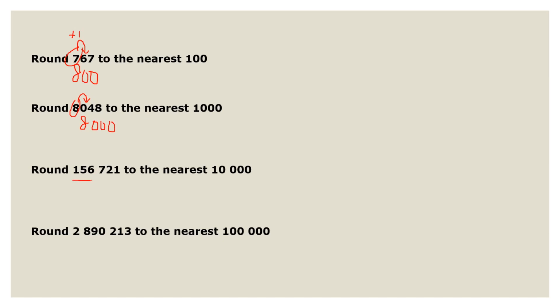Round 156,721 to the nearest 10,000 is 160,000. Round 1,890,213 to the nearest 100,000. So let's check here. 8 is in the 100,000s place. So the next digit is 9. So we have to round up. So the answer is 2,900,000.